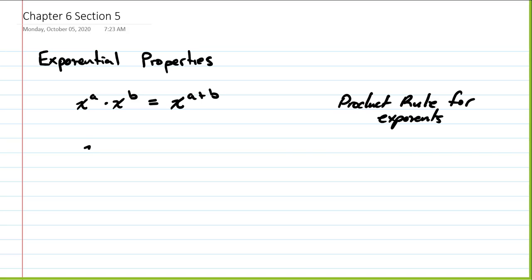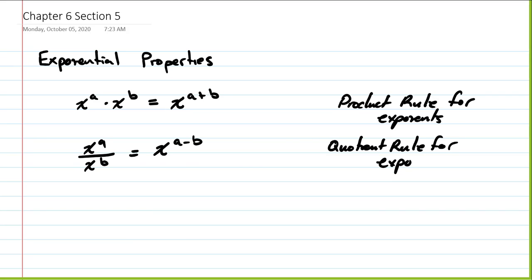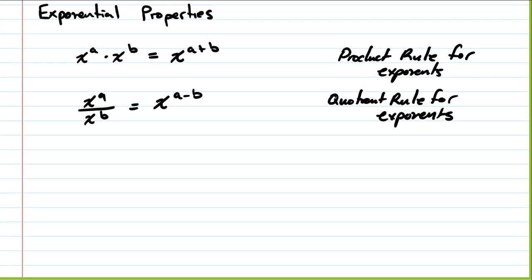We also have the similar rule for when we divide. So if we divide two things with the same base, what is it we do with our exponents? We subtract. So we get x to the a minus b. And this is our quotient rule for exponents. And then we have one more rule, which is if I have x to the a raised to the b, if I have a power raised to a power, I multiply the exponent. So that gives me x to the a times b. And this is called our power of a power rule.